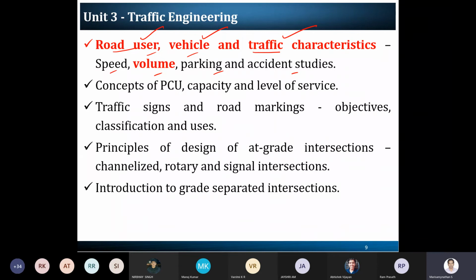Okay, students, today we have covered a very small quantum in our lecture. We started with the third unit, traffic engineering, the detailed definitions of traffic engineering with respect to the three E's in the first slide, followed by the scopes that come under traffic engineering. The major five scopes we have covered. Then we studied the different characteristics: roadway, road users, vehicle, as well as the traffic characteristics. These are the things we have covered in today's session.